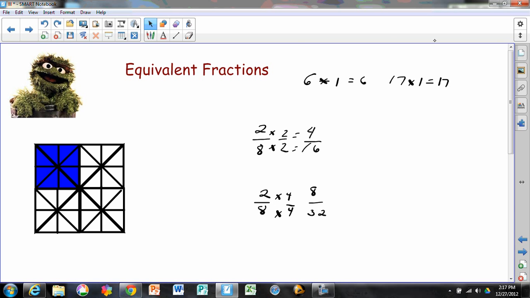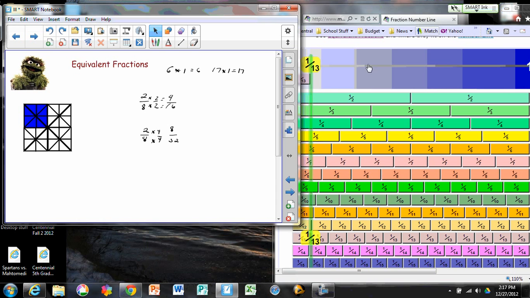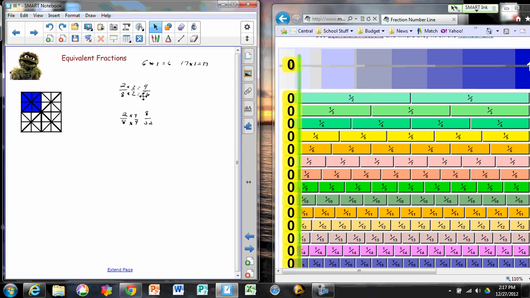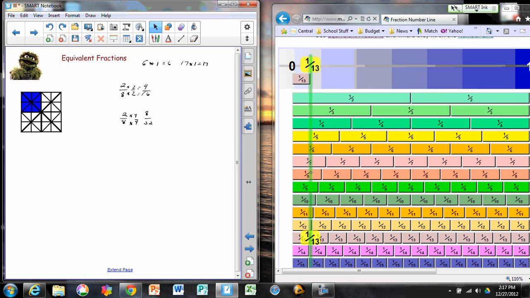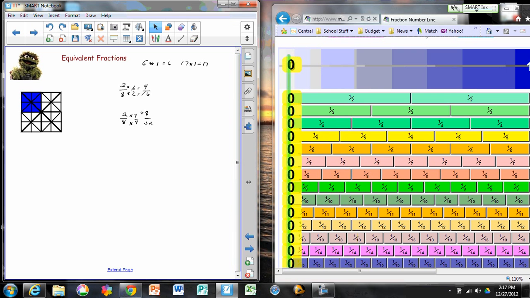Now, if we look at the fraction stick model over here, make this a little smaller. We're going to start with 2/8, and I'm going to move the fraction stick over to 2/8. My 8ths column is right down here, and I'm going over to, there it is, 2/8. Now we don't have a 32nd on this fraction stick, you can see, but we do have a 1/4 and a 3/12. Well, we said that 1/4 and 3/12 were equivalent to 2/8. So let's test those. 1/4 and 3/12.